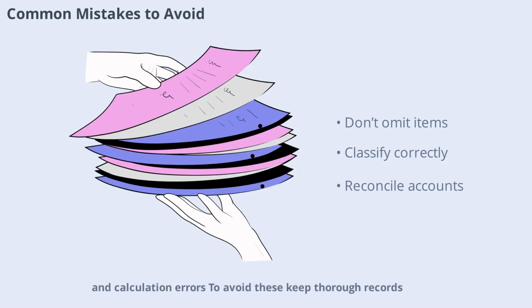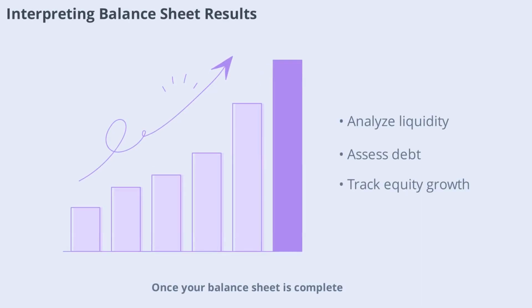To avoid these, keep thorough records, use clear categories, and regularly reconcile your accounts. Being diligent helps you produce a trustworthy balance sheet every time. Once your balance sheet is complete, use it to analyze your business's financial health. Look at liquidity ratios, debt levels, and equity growth. These insights help you make better decisions, plan for the future, and communicate your company's position to stakeholders.